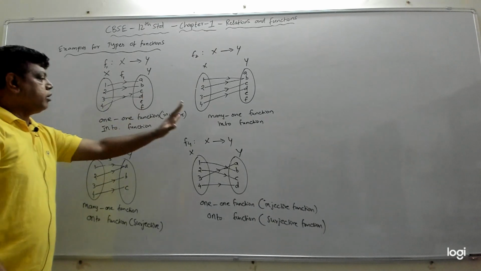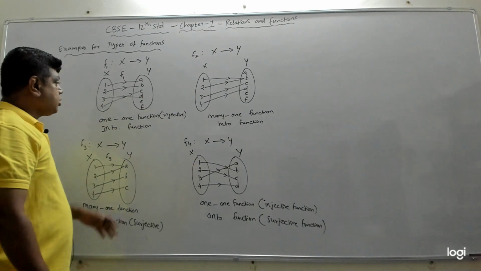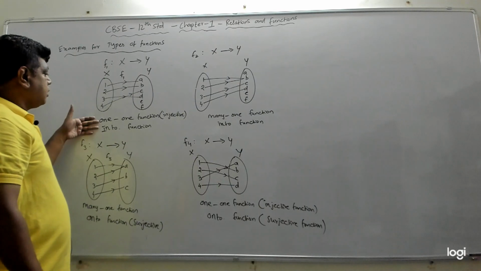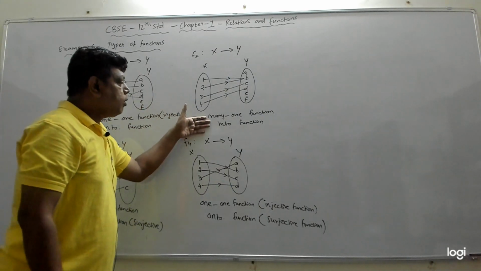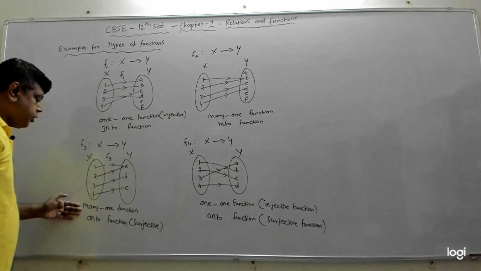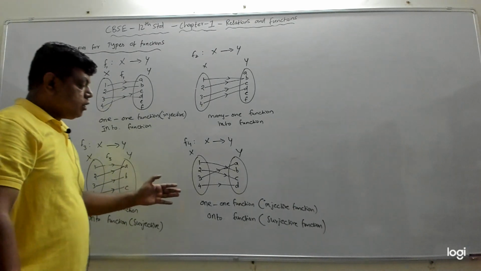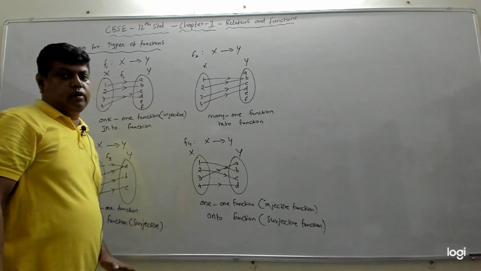Clear? So these are four types of functions possible. Here it is one-to-one and into function. Here it is many-to-one and into function. Here it is many-to-one and onto function. Here it is one-to-one and onto function.